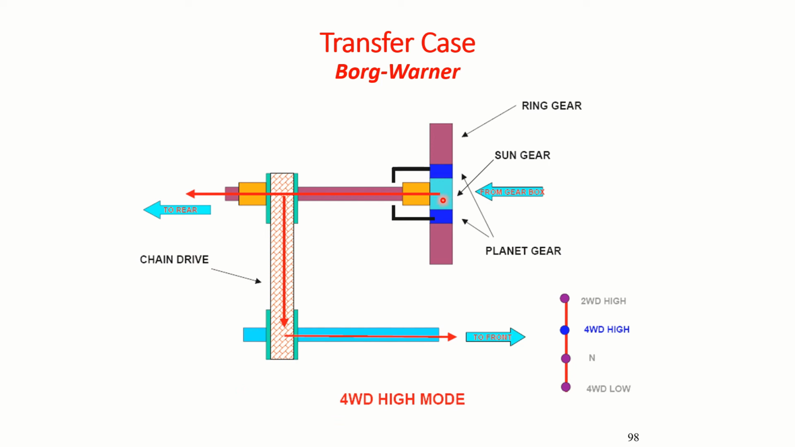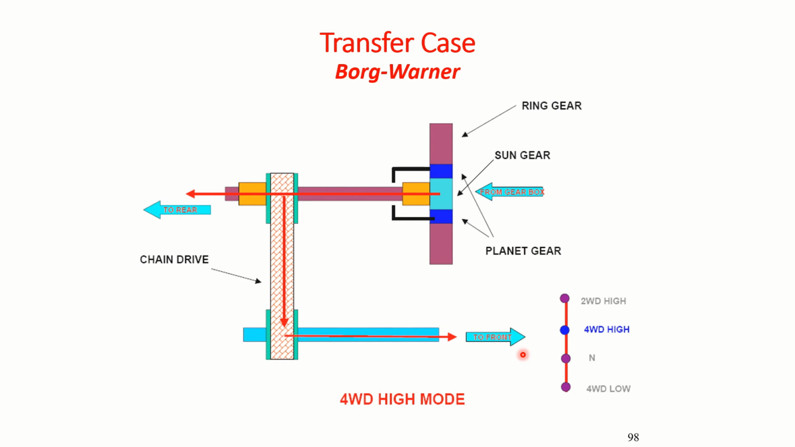So sun gear will drive this shaft. Okay, you'll get the motion transmitted to the rear differential. Again, when this pulley is locked or the chain is locked to this and this, then this will drive this also. Then the motion is transmitted to the front.